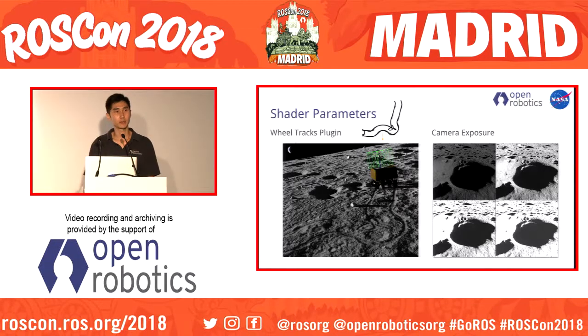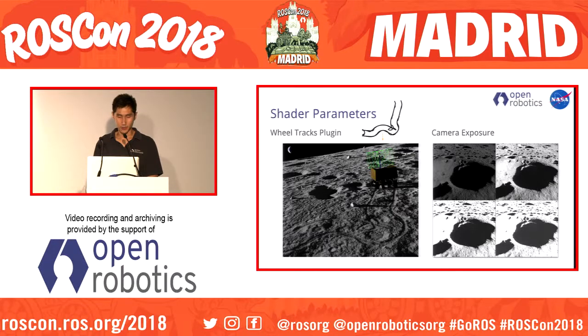So going one step further, we worked with them to create Gazebo plugins that interact with the shaders. I just have a couple of interesting examples to show here. The one on the left is the wheel tracks plugin. Wheel tracks are important, because the operators would like to know where the robot's been, so they want to see tracks being drawn.